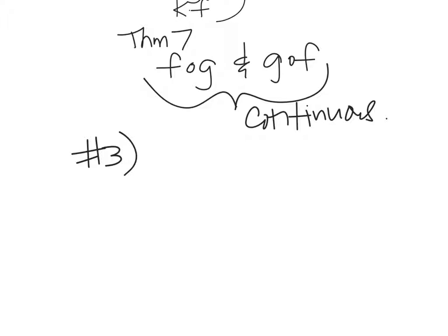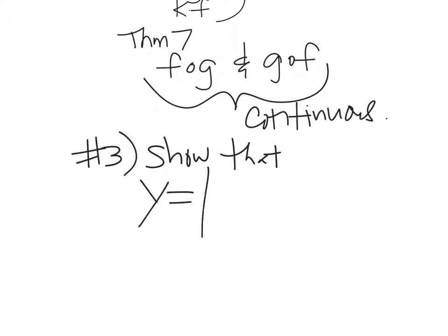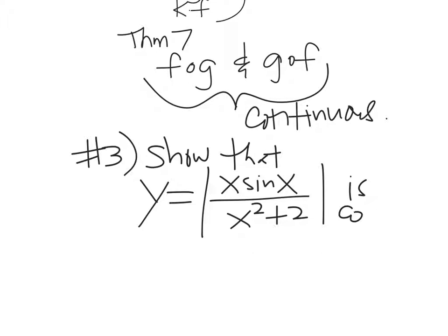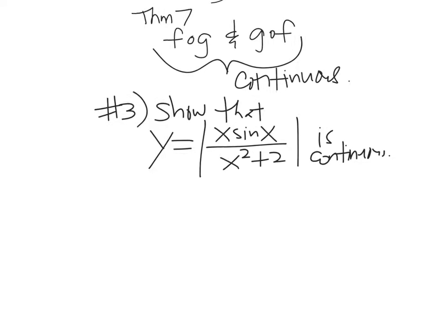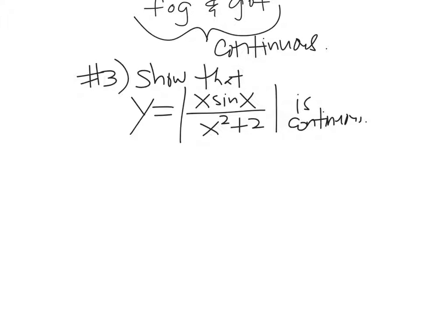So number 3 will say something like this. Show that, or explain, you're not allowed to graph this, okay? Show that y equals the absolute value of x sine x over x squared plus 2 is continuous. Show that, or explain. Explain why that's continuous. They'll tell you it's continuous, or maybe not. They'll say, is it continuous, yes or no? And you have to say why.